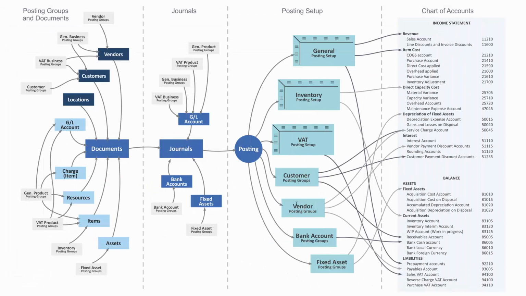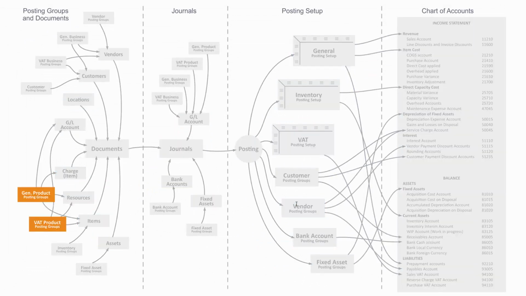So the posting groups used on a resource will be the general product posting group and the VAT product posting group, and they're both defined on the resource cards in Business Central. This means when you use a resource on either a document or journals used for resource, they will carry those posting groups into the documents and journals, where it's possible to change them.